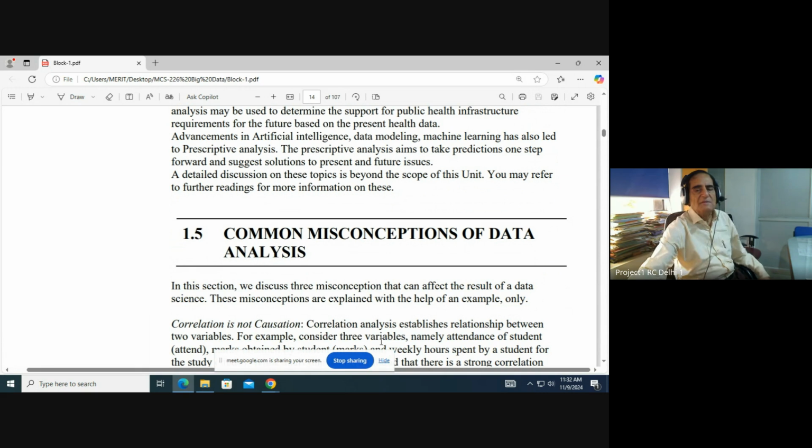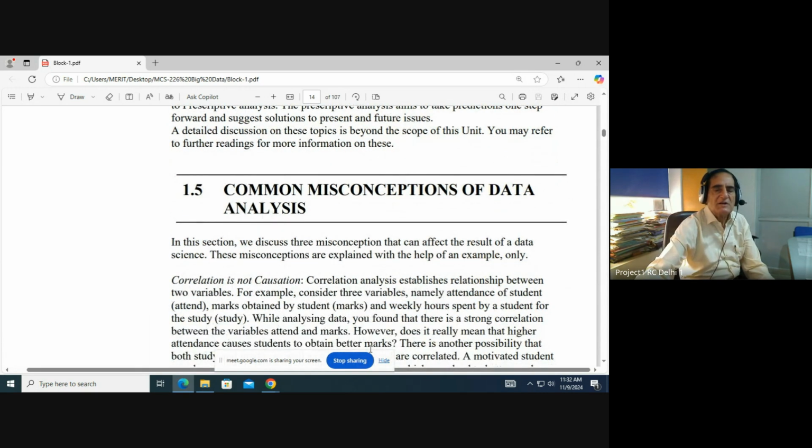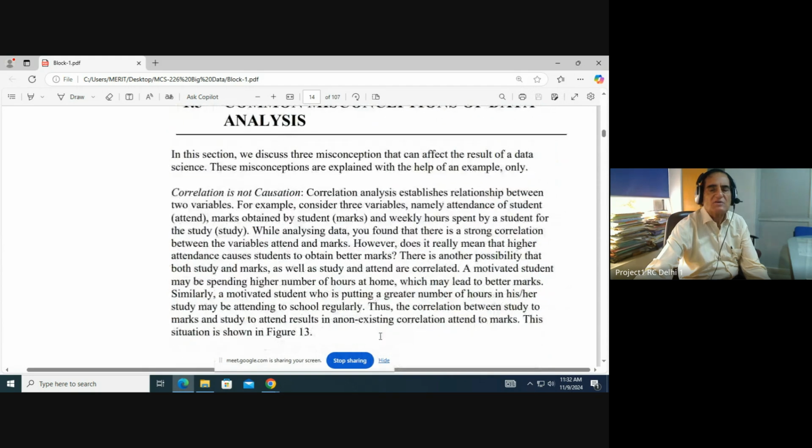A common misconception of data analysis: see, correlation is not causation. Correlation analysis establishes relations between two variables. For example, consider three variables, namely attendance of a student, marks obtained by the student, and weekly hours spent by the student for study. While analyzing data, you found that there is a strong correlation between the variables attend and marks. However, does it really mean that higher attendance causes students to obtain better marks? There is another possibility that both study and marks as well as study and attend are correlated. A motivated student may be spending a higher number of hours at home, which may lead to better marks.